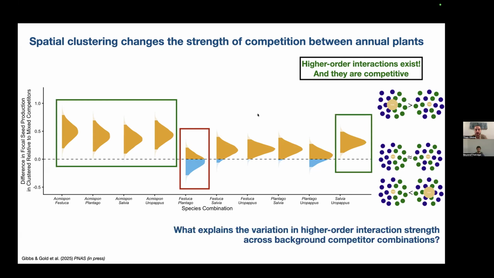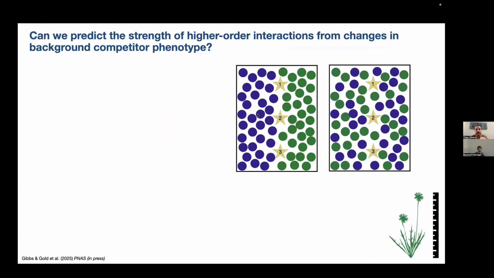And we'd like to know, why is this? What explains the variation in higher order interaction strength across the different background species competitor combinations? And to try to understand this, I'm now going to make more practical this kind of diagram, or this sort of toy picture I've been showing you throughout, where it could be the case that when the higher order interactions are operating, either one of the background competitor phenotypes might change, right? So they might root more deeply in the soil because they're competing with another species, or grow taller to avoid competition from light from this other species.